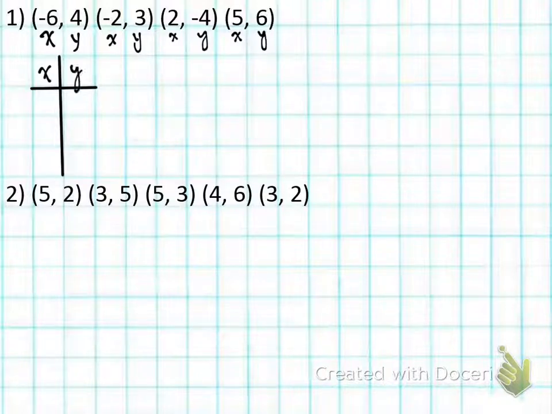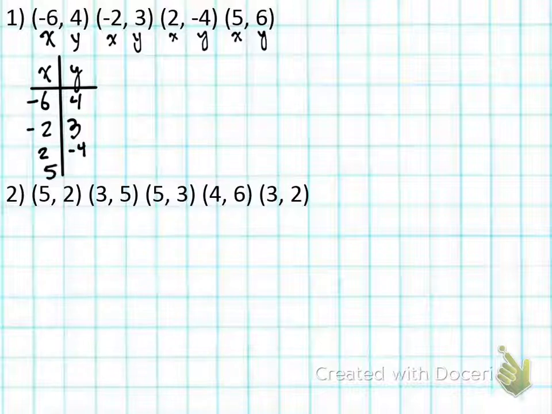And I think, what's my smallest x? What's my smallest x? -6. Okay, let's put that one first. And what's the y that is the output when I put in -6? 4. Okay. What was the next smallest input? -2. Oh, look, it's kind of already in order. 3. Next one is 2, -4. And next one is 5, 6.